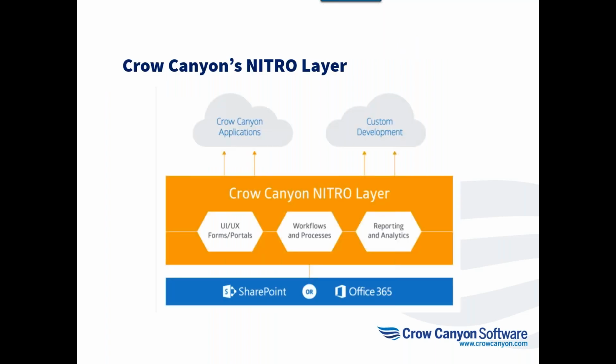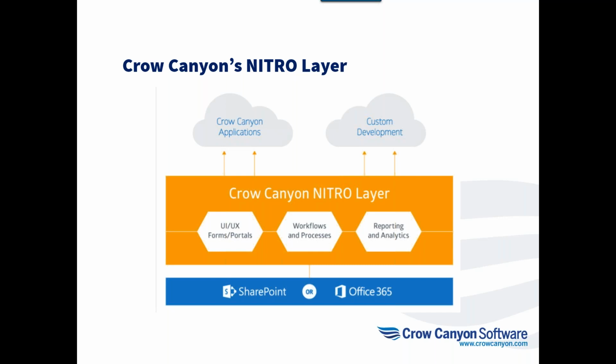And for that reason, we developed this NITRO application service layer. Well, the name of it, we call it NITRO. It's really an application service layer that provides functionality on top of SharePoint and Office 365 so we can produce these applications in this custom development as well as allow a high degree of configurability and flexibility in the applications.